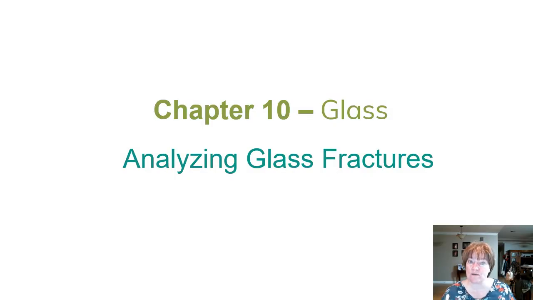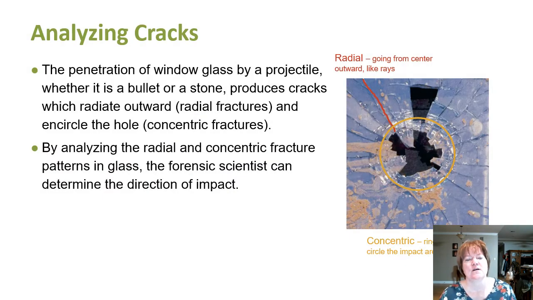Another important way that we can analyze glass is by looking at the glass fracture patterns. When you hit glass, it's going to make a ring in it. It's going to make cracks in it. If glass is hit by a projectile, a bullet or a rock thrown through it, it's going to produce cracks, and those cracks are going to move out from the initial area where it's been hit. It's going to radiate outward in two different ways.